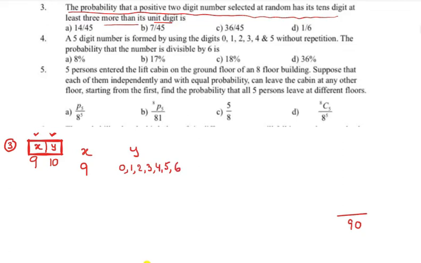The difference is greater than or equal to 3, because the tens digit is at least 3 more than its unit digit. That's why in case of 9, 7 possibilities are there. Suppose this place you are filling with 8. Then you can fill here 0, 1, 2, 3, 4 or 5. That's why we have 6 possibilities. Similarly, in case of 7, we have 5 possibilities. If you continue like that, in place of x we are filling 3, then we have only one possibility, that is 0 in place of y.